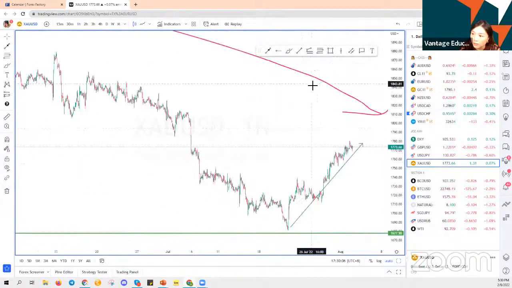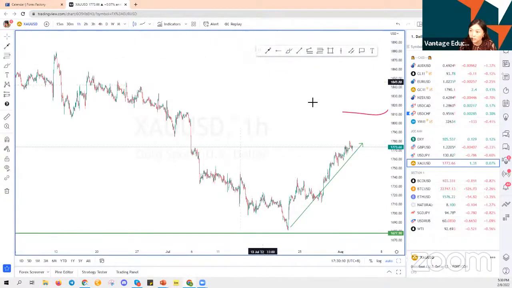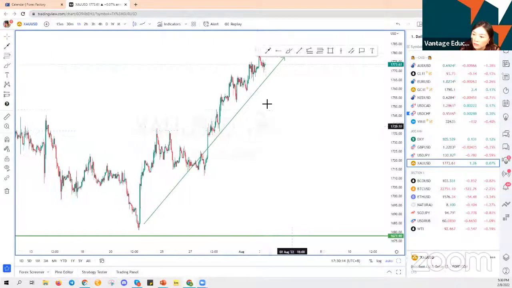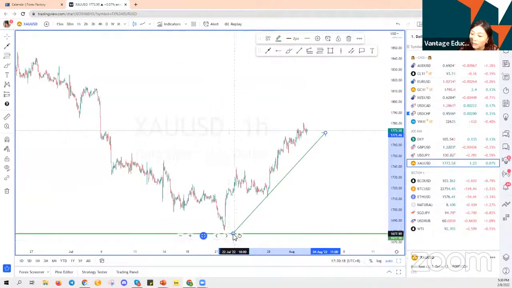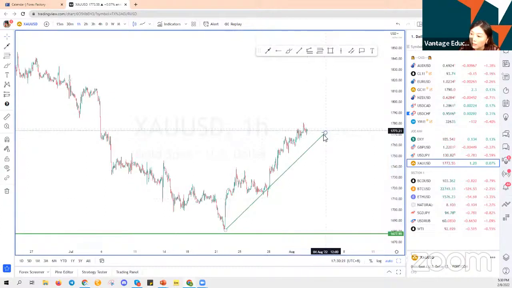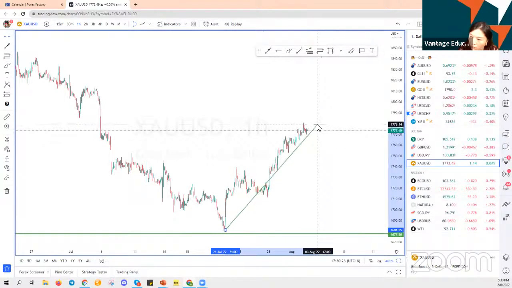So if you were to take this, let me delete this, sorry, it's very messy. So I zoom into the 1 hour. If you were to take a trade in gold, XAU USD, would you be taking a long or a short? Let me know in the comments.